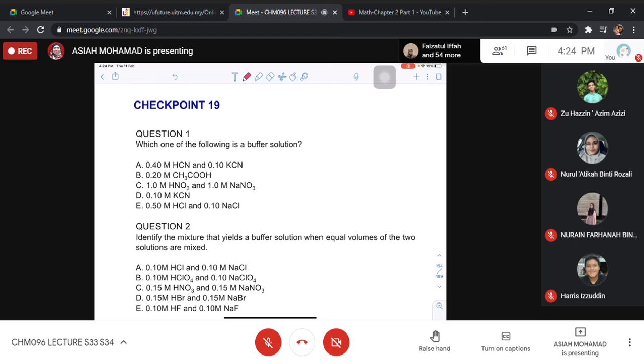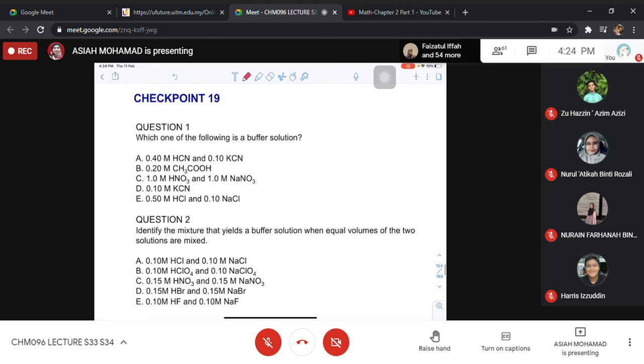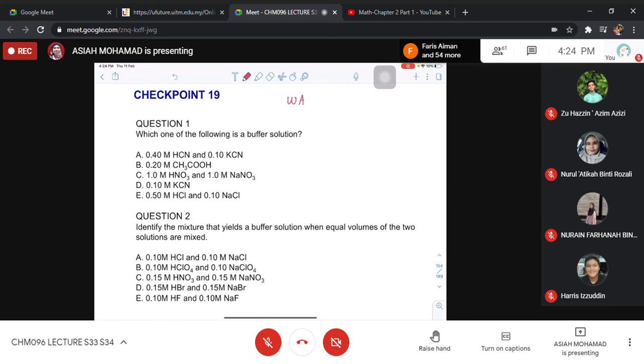Which of the following is a buffer solution? Consider one by one. We need buffer components, either a weak acid and its conjugate base, or a weak base and its conjugate acid. So A, the first one. Is it a buffer solution? You just have to look at this. Is this a weak acid or strong acid? Weak acid. So HCN and CN minus from the salt KCN, both fulfil the characteristics of a buffer. So A is a buffer solution.